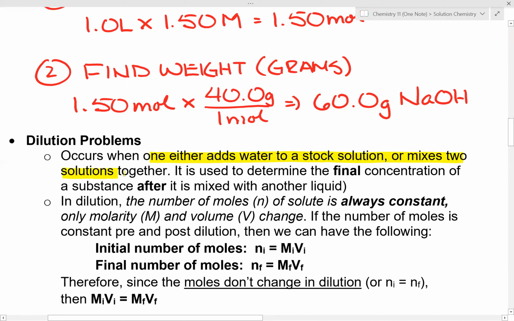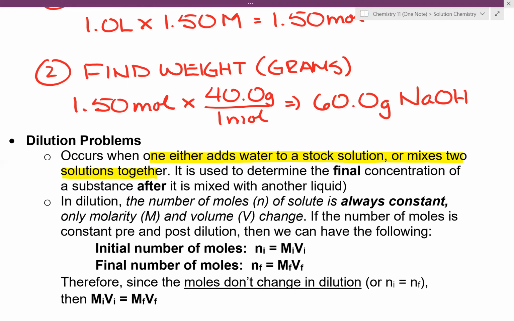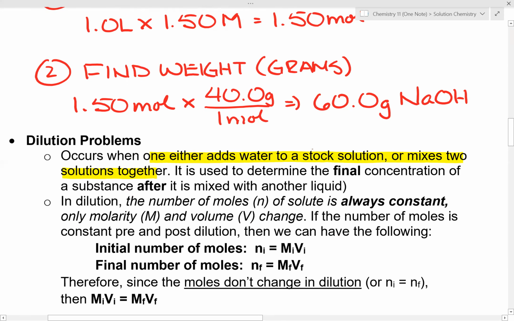Now, when we talk about dilutions, it is when one either adds water to a stock solution or mixes two solutions together. Now, you might say, well, what is a stock solution? A stock solution is a high concentration solution. You've used this in your everyday life, like say chicken stock. If you're making soup, you need to add chicken stock, and that's a high concentration of chicken flavoring. So when we talk about stock solution in chemistry, it's a high concentration solution.